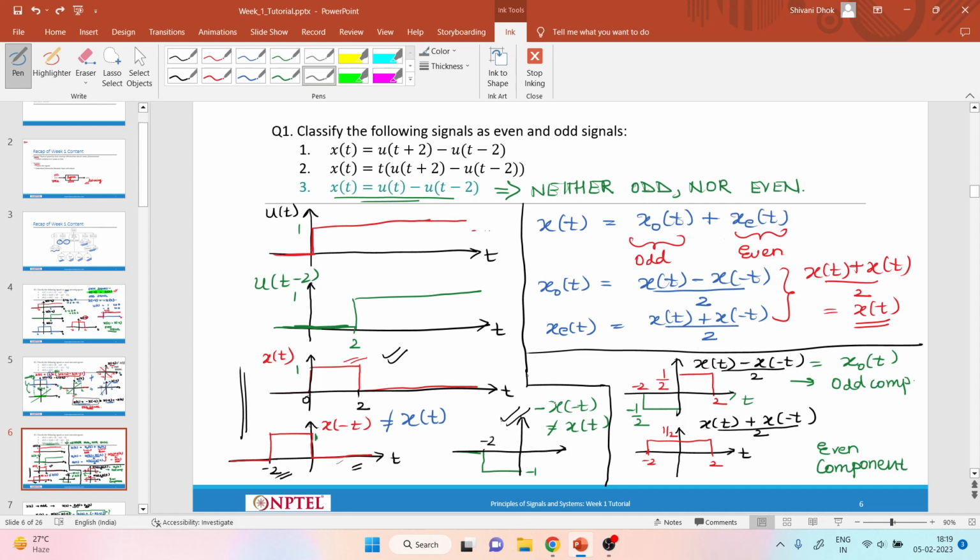But then I said that for any given signal, we can decompose it into two components. One is the odd component and the other is the even component. The odd component is given by this formula: x odd of t is equal to x of t minus x of minus t by 2, and x even of t is equal to x of t plus x of minus t by 2. And using these two formulas, we can construct the odd component and the even component for any given signal.